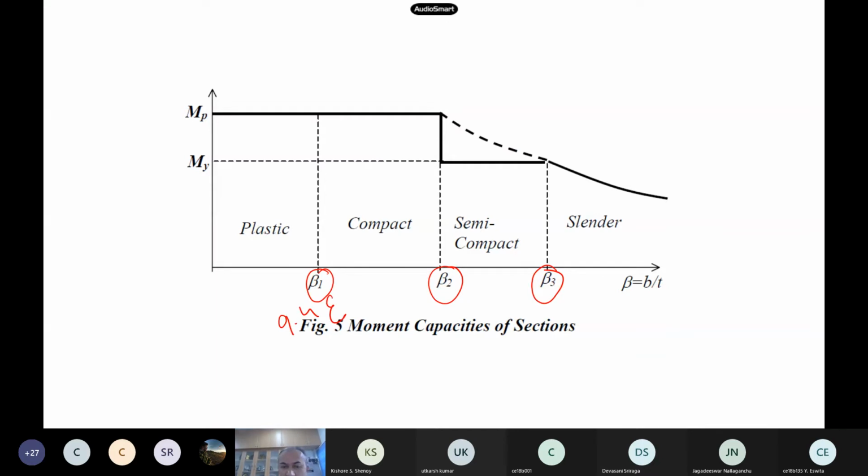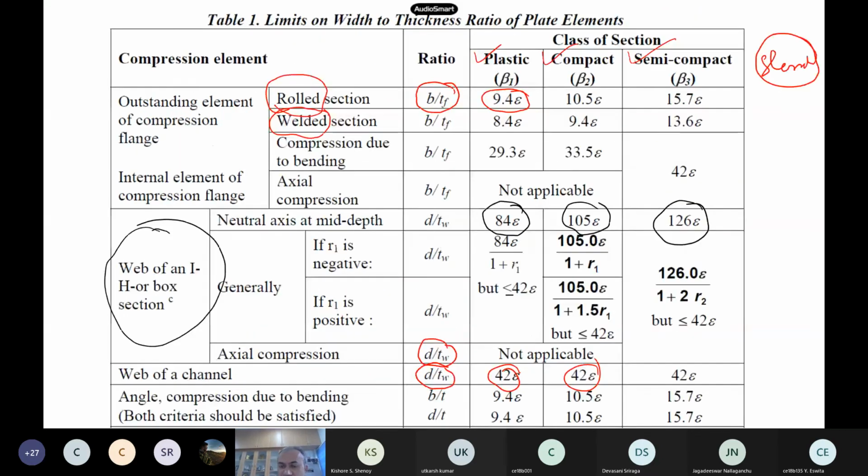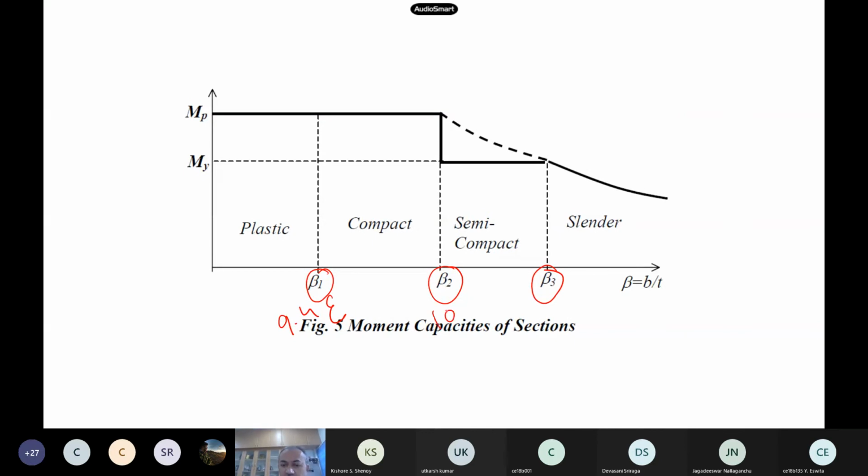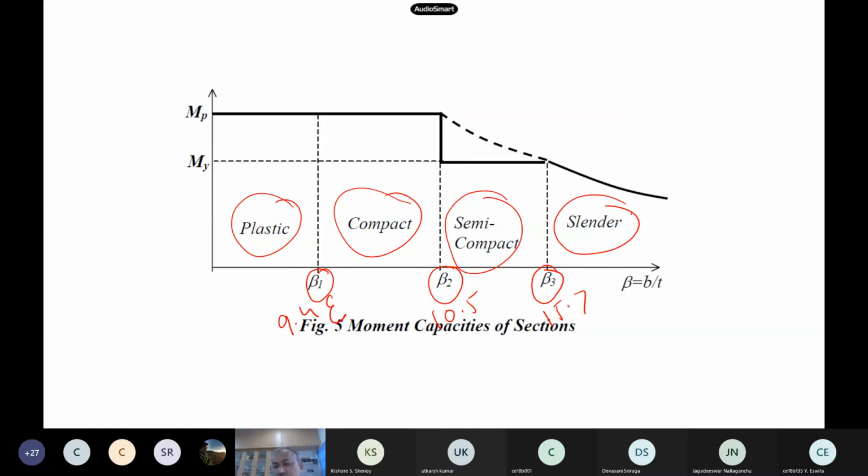Then we had a beta 2. So beta 2 was 10.5, then 15.7. So this is how the code looks like. Okay, so less than 9.4 means plastic section. Beta 1 to beta 2 is compact, then semi-compact, and more than this it is slender. If you plot that in a graph format, this is how the graph looks like for all these members.